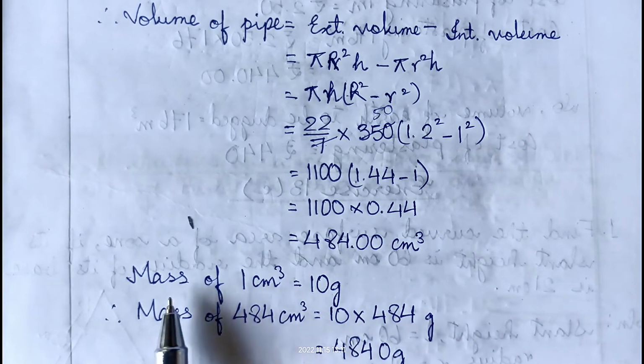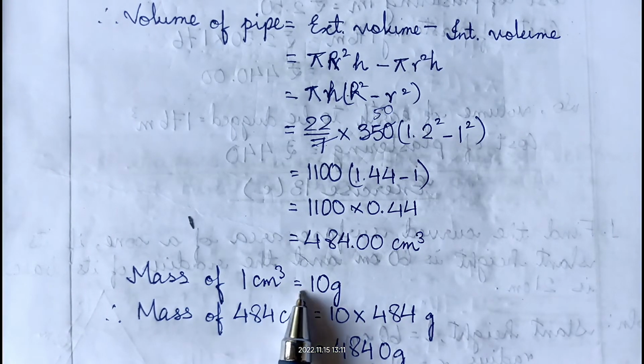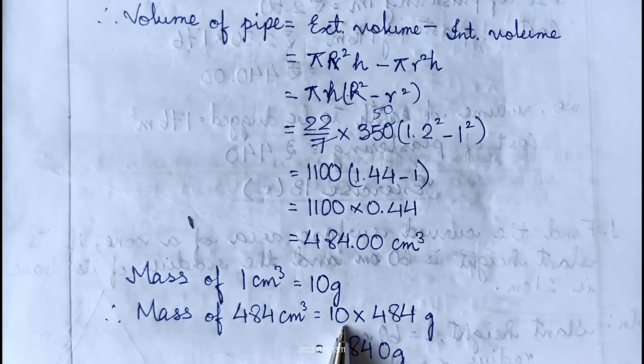Now in the question it is given mass of 1 centimeter cube is 10 gram. Therefore mass of 484 centimeter cube, it will be 10 into 484 gram. If I multiply, it will give 4840 gram, which is the mass of the lead pipe.